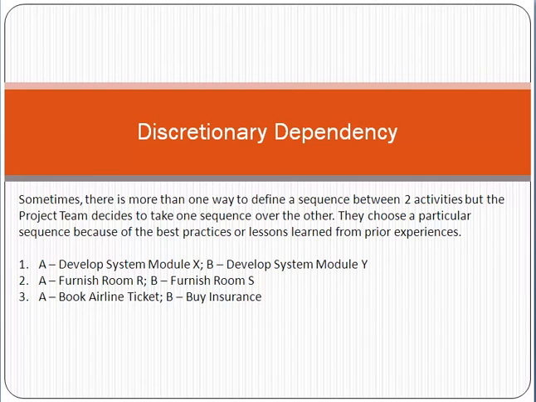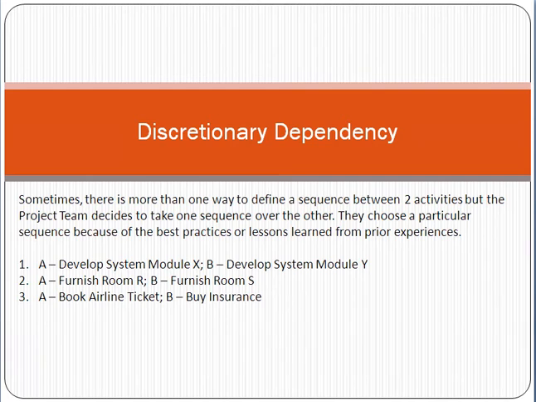See the difference here, the discretionary dependency is always decided based on past experiences, something that has happened in the past or something we have read in a book about best practices. So based on that, this dependency is defined by the project team actually.